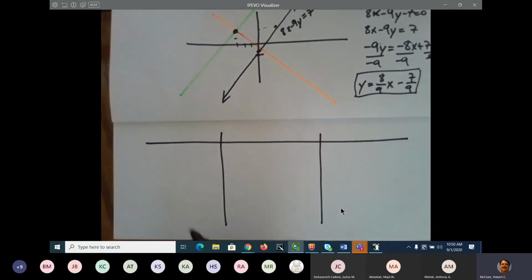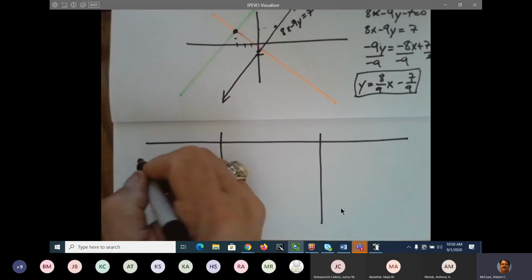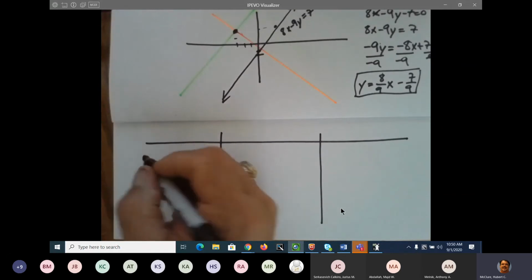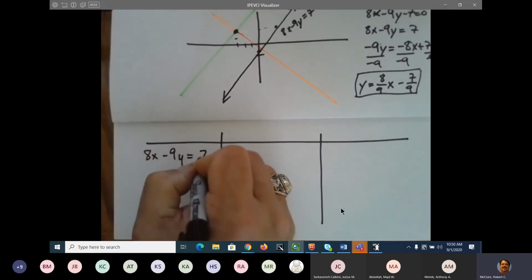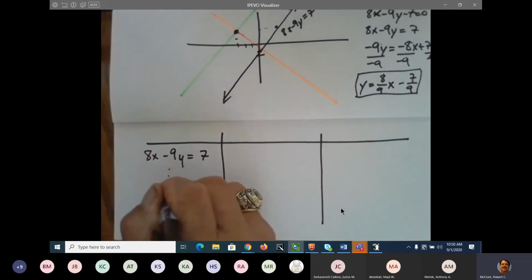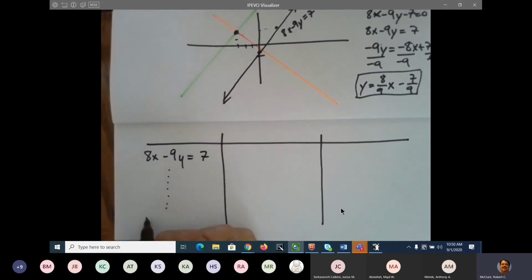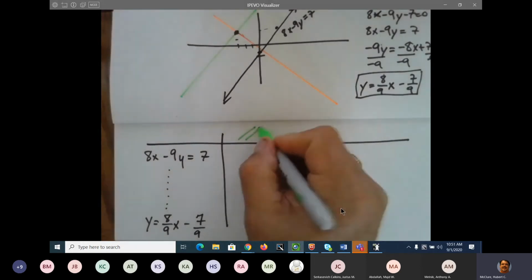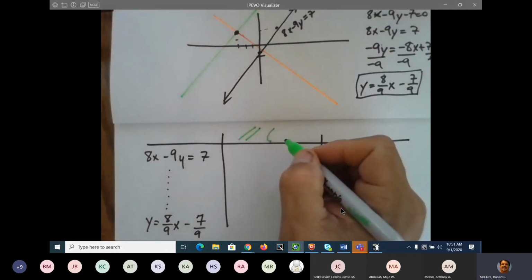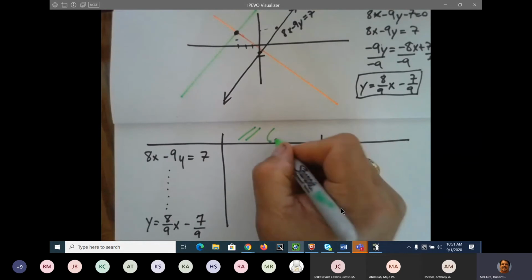On the top of this table, this is how you start the problem: 8x minus 9y is equal to 7. You do your algebra and you solve for y, and you get y is equal to 8/9 x minus 7/9. And over here, in green, we're going to do parallel with the point being, what's the point? -3, +2.